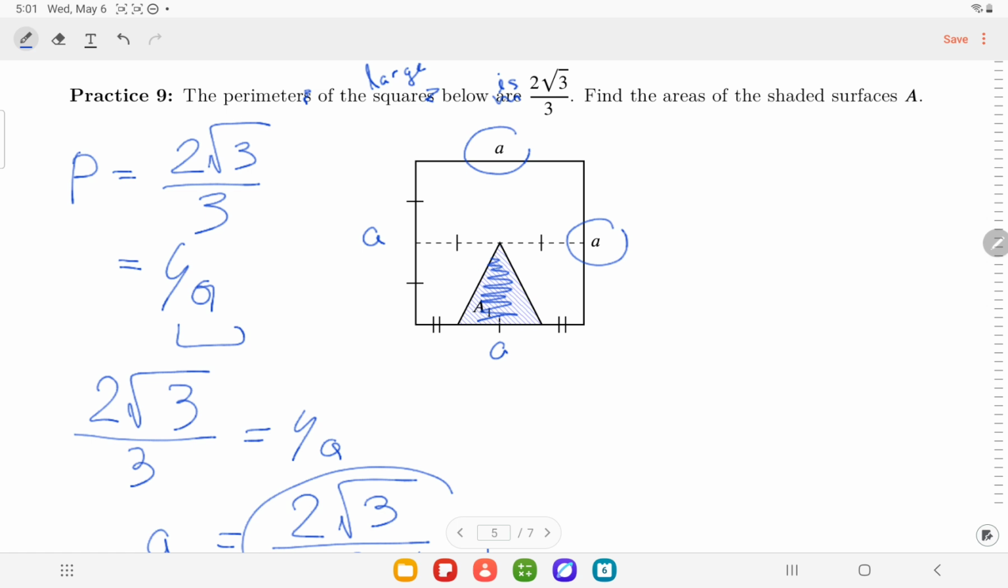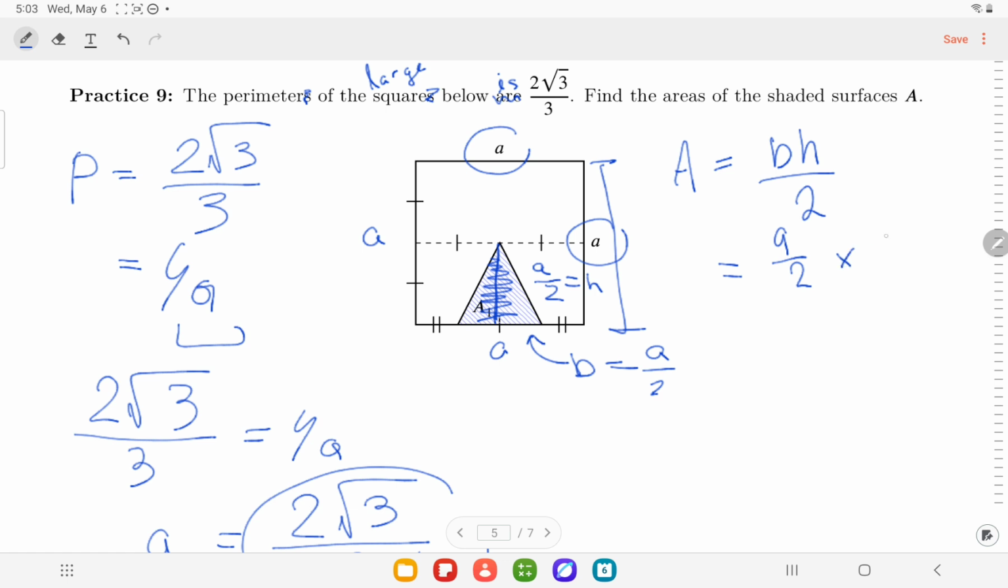Now we can see that the area of this triangle is going to be base times height over 2. So looking at this triangle, we can see that the height is going to be a over 2, because this entire length is a and the height is half of a. And we can see that the base is also a over 2. So if we plug those into the equation, we will get a over 2 times a over 2, over 2. And we'll get a squared over 4, over 2.